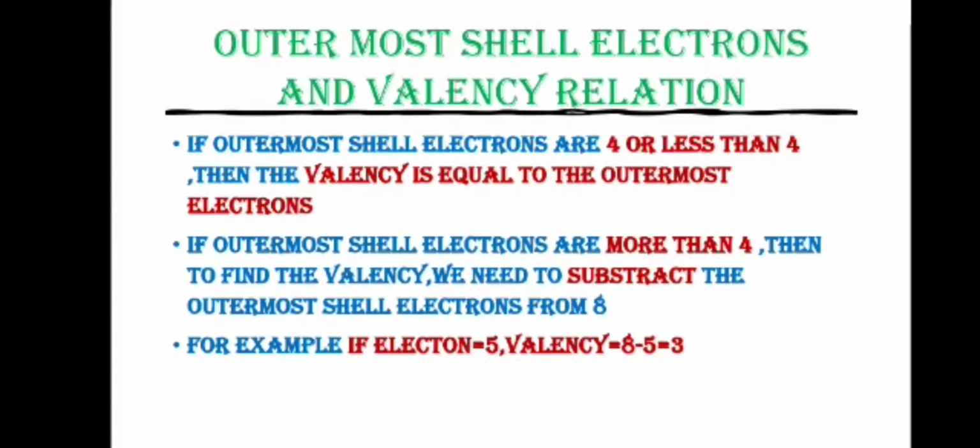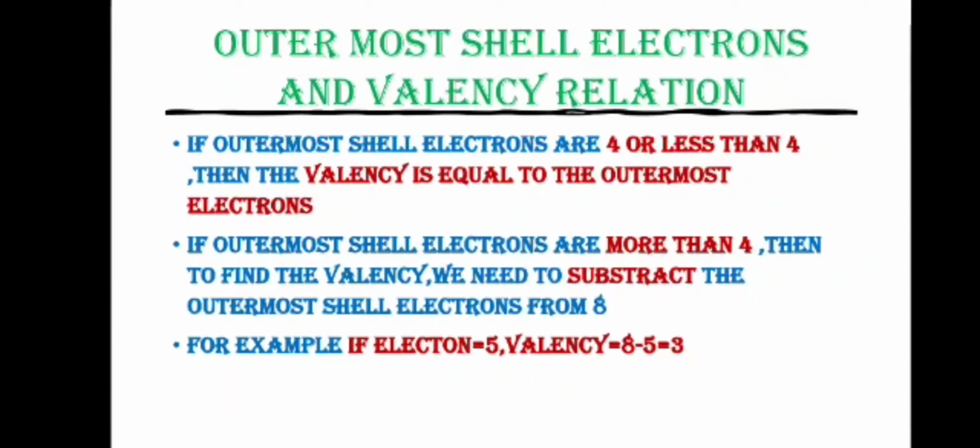Understood the second case? Third case: the valency of inert gases. What are inert gases? The last group elements, right? In those cases, what is happening? They have zero valency. How do they get zero valency, you know? Because they do not take part in any chemical reaction, because they are stable.